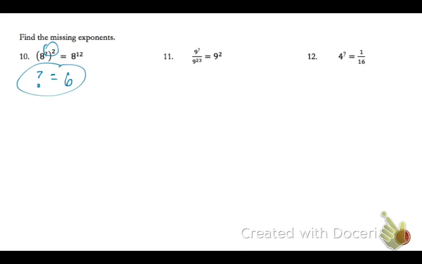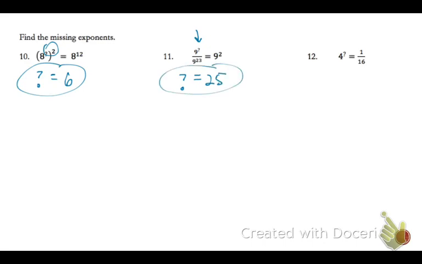Number 11, you can approach it the same way. So 9 to some power divided by 9 to the 23rd power equals 2. So some number minus 23 equals 2. So if we just work backwards and add 2 to 23, we get 25.